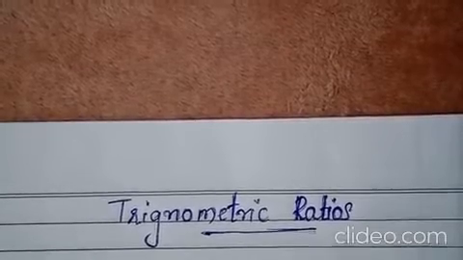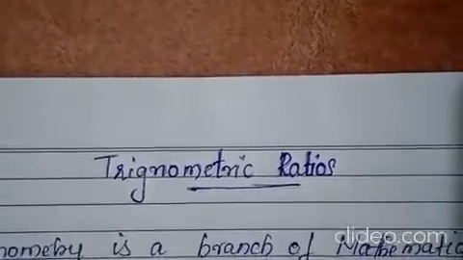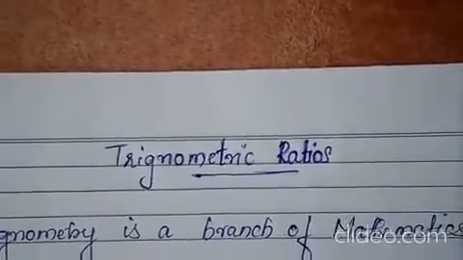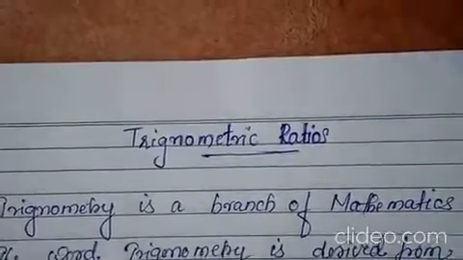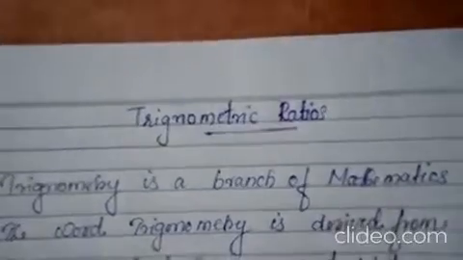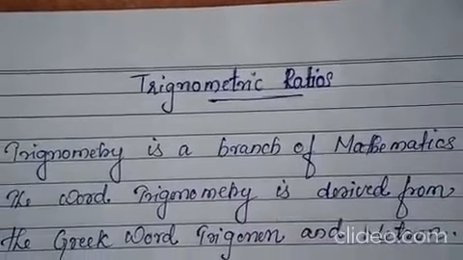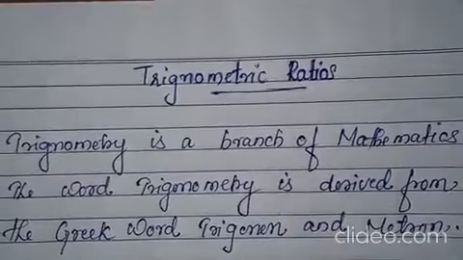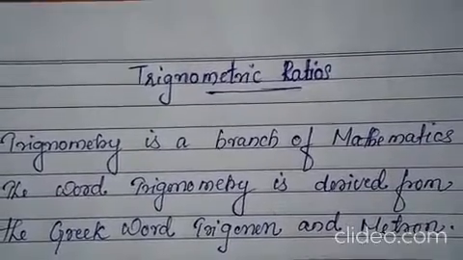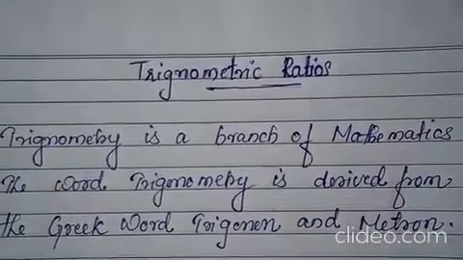Trigonometry is a branch of mathematics. The word trigonometry is derived from the Greek words trigonon and metron. Trigonon means a triangle and metron means a measure. Trigonometry means the science of measuring triangles.